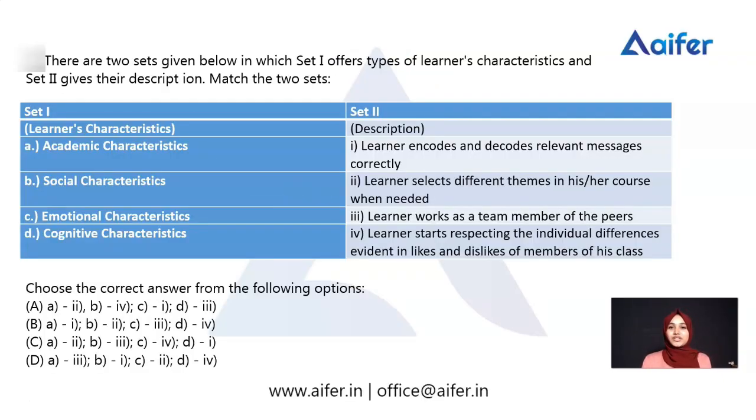So this is the question. As you can see, it's a match the list question. Two sets are given, set 1 and set 2. Set 1 has some learner's characteristics, and set 2 gives descriptions of these different kinds of learner's characteristics. What you have to do is choose the appropriate description for the corresponding learner's characteristic.